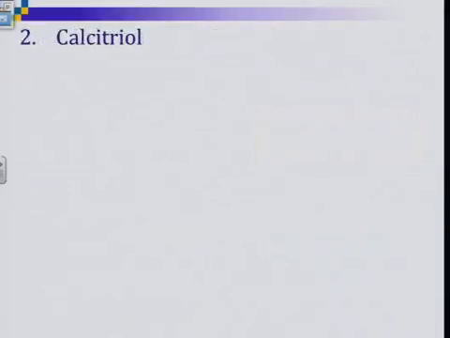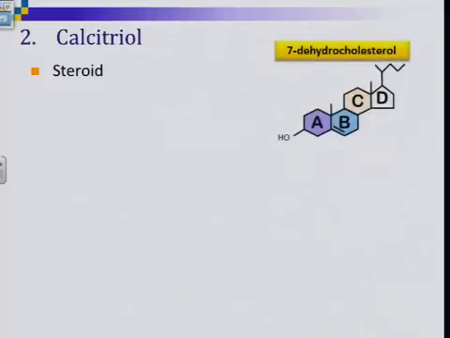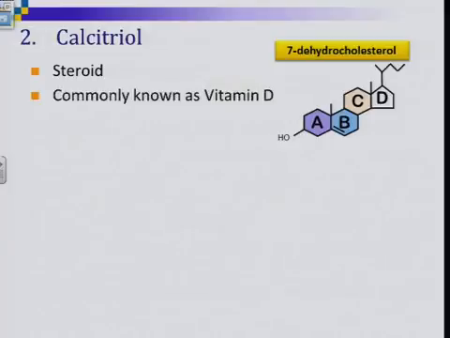The second hormone is calcitriol. It's a steroid. Okay? So it's made from cholesterol. This time it's made from 7-dehydrocholesterol. Okay? We commonly call this steroid vitamin D.